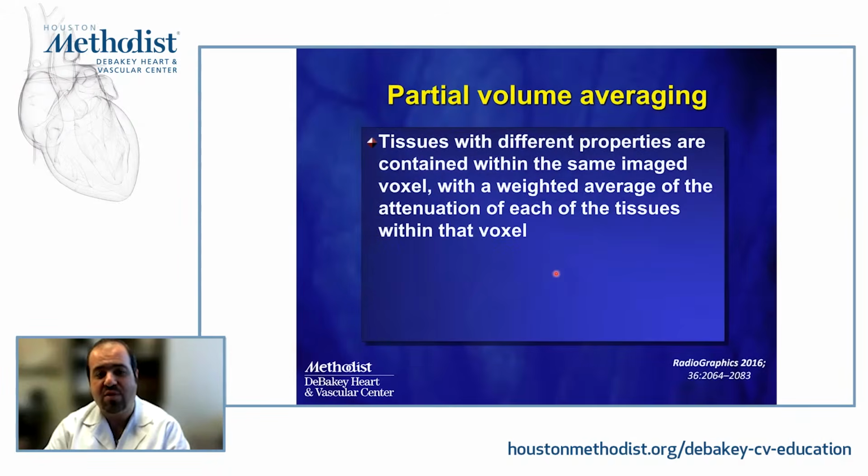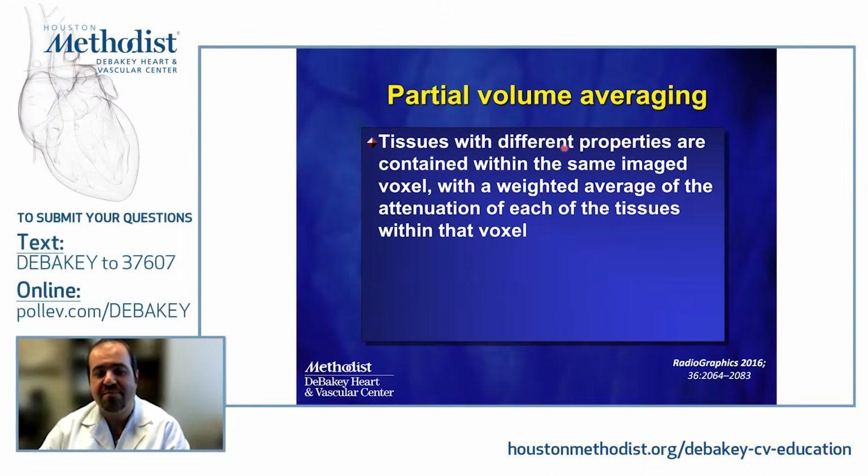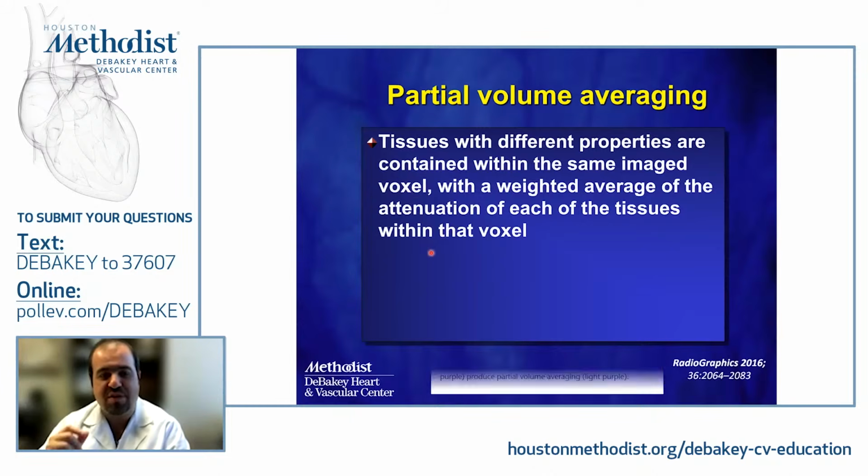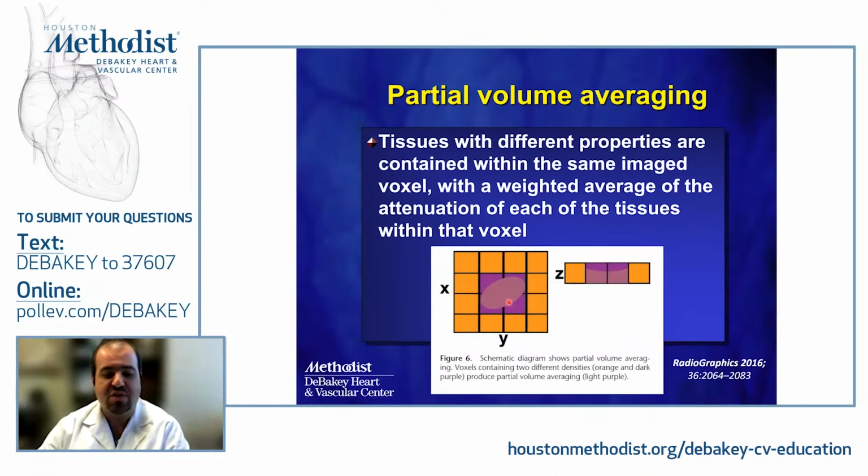So, one slide about what partial volume averaging is. We do know that tissues that have different properties that are contained in the same imaged voxel are going to have a weighted average of all the attenuation of these tissue properties within that voxel. And we can notice here that the different densities, like here the orange as well as the dark purple, all these different densities will produce what we call this light purple, which is the volume average.